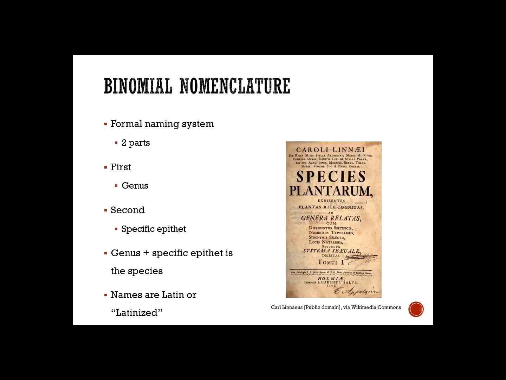So this is a formal naming system. There are two parts. The first is genus, second specific epithet, and as I mentioned earlier, genus and specific epithet together form the species. And the names are Latin or they're Latinized.